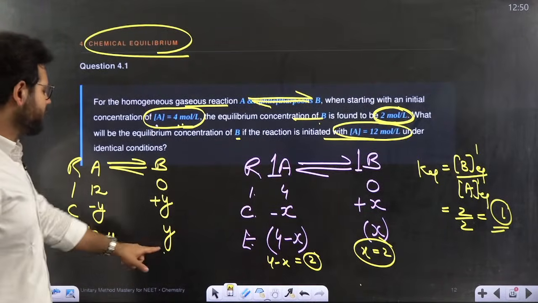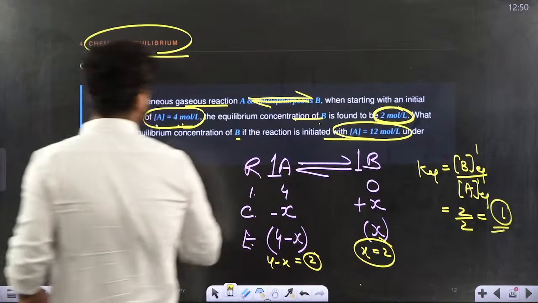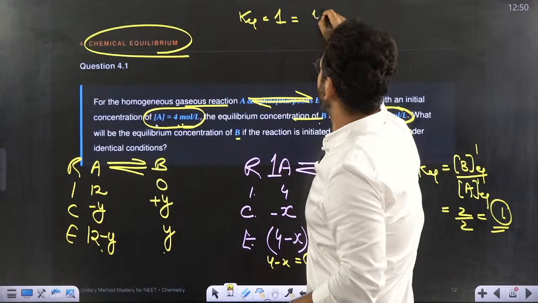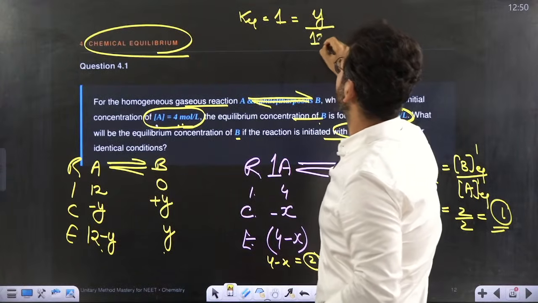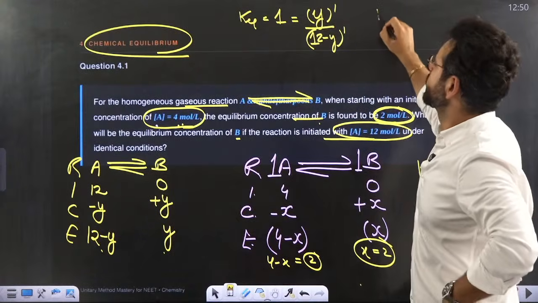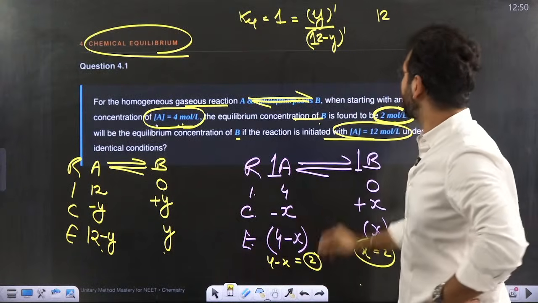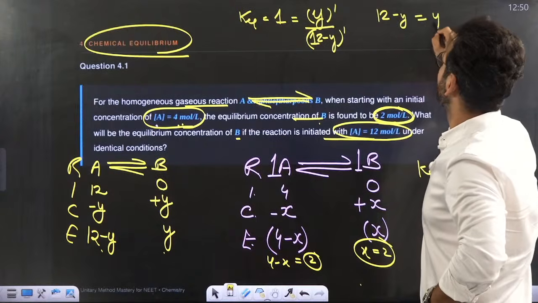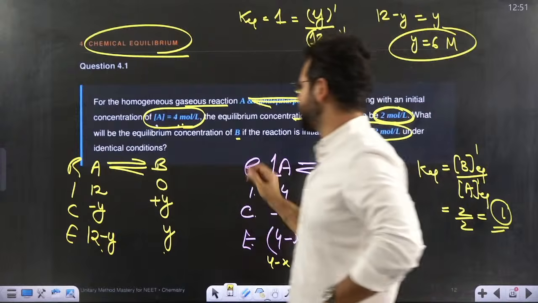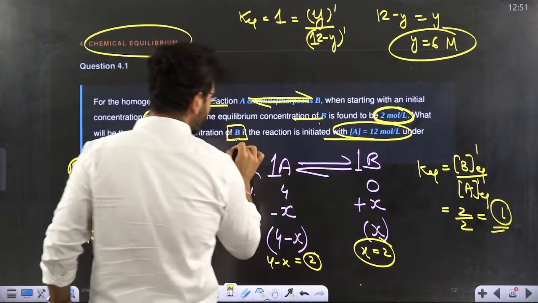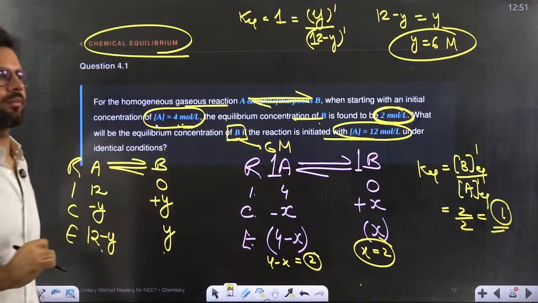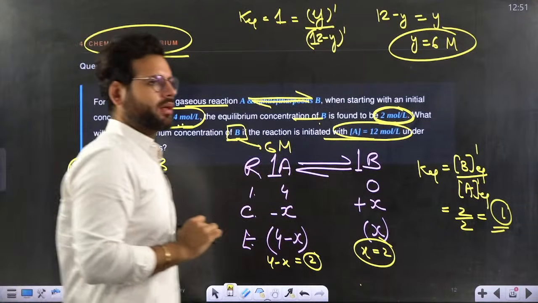Okay. And now we can say, putting it into the equilibrium constant again, K equilibrium is still 1, which will be product, which is Y, by reactant 12 minus Y, to the power 1 to the power 1. So we get 12 minus Y equal to Y. Y equal to 6 mole per liter. So the answer will be, the new equilibrium concentration of B will be 6 mole per liter. 6 molar. Okay, 6 molar.